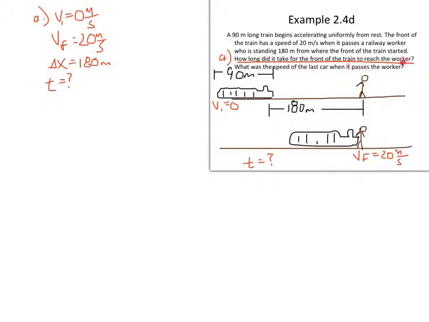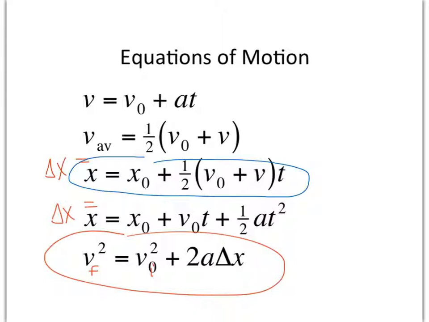How long did it take for the front of the train to reach the worker? To get from here to here, how long did that take? Well, let's see if we have an equation that has initial velocity, final velocity, displacement, and time in it. We'll go back to our kinematics equations, and I think we do. I think this one right here that I already had circled from before will work. Now remember, this initial position can be subtracted over here, so it would be final position minus initial, and that gives us delta x. So you can just bring that over and write it as delta x. Change in displacement equals all this stuff over here. It's basically saying displacement is the average velocity times time.